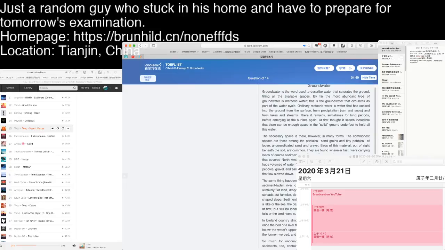Sediment once flowed. For example, as the great ice sheets that covered North America during the last ice age steadily melted away, huge volumes of water flowed from them. The water was always laden with pebbles, gravel, and sand, known as glacial outwash. Glacial outwash. Kind of curious about that. What does that mean?